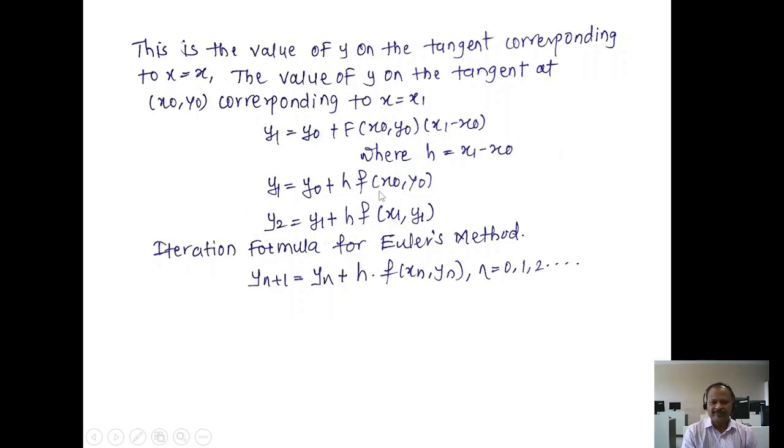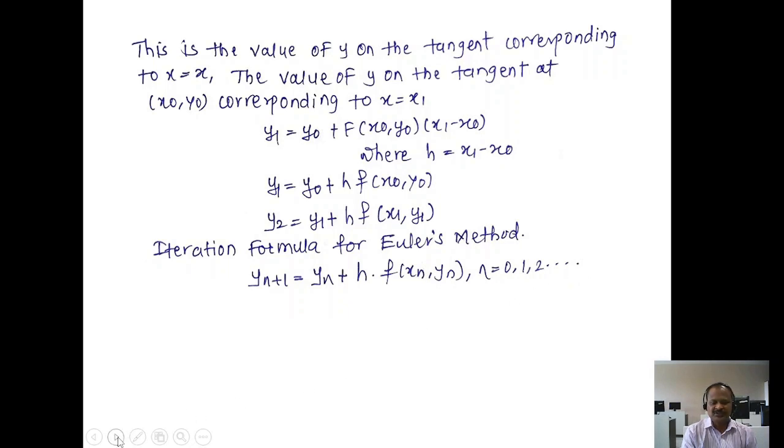So from the above equation we can write y2: y2 is equal to y1 plus h into f of x1 comma y1. From these two equations we can write the iteration formula for Euler's method. It is like this: yn plus 1 is equal to yn plus h into f of xn comma yn. The values of n should start with 0, so n is equal to 0, 1, 2 and so on.